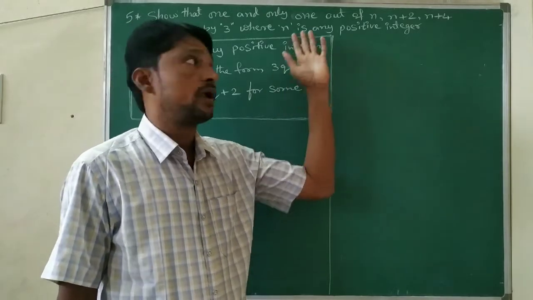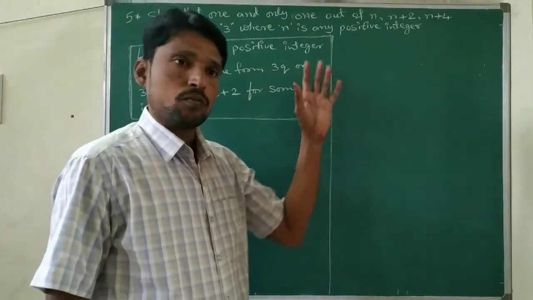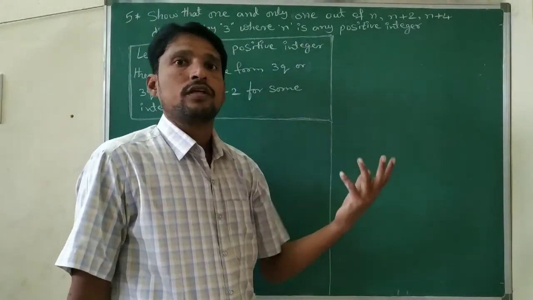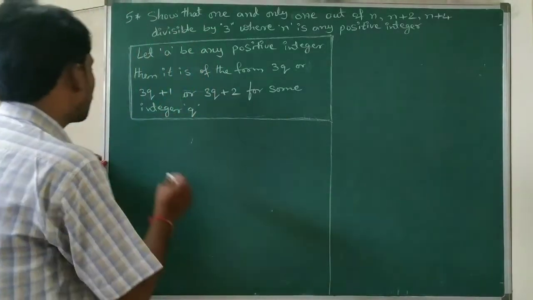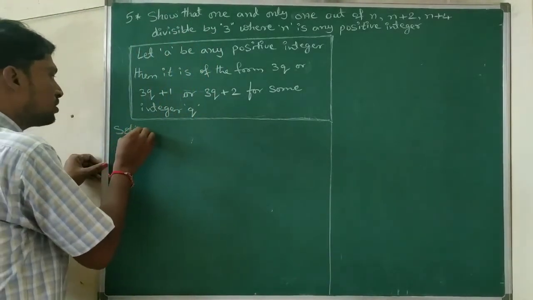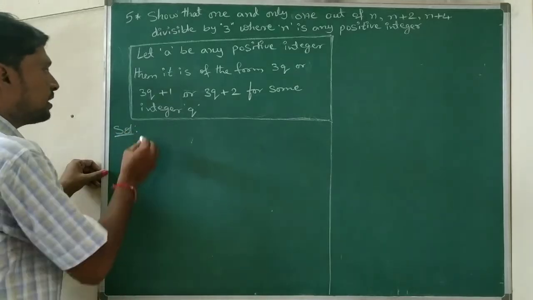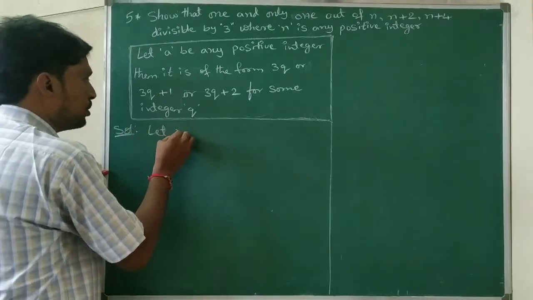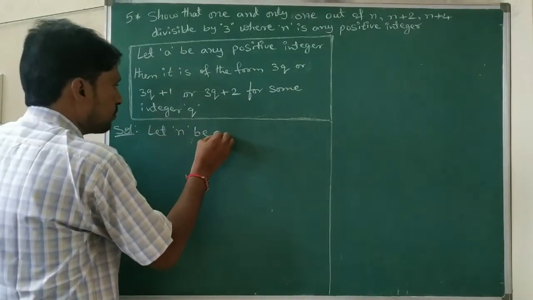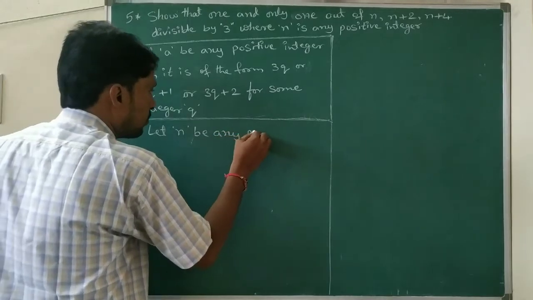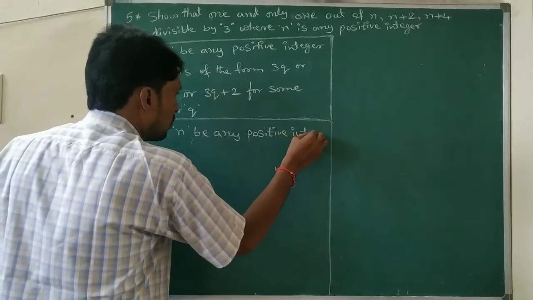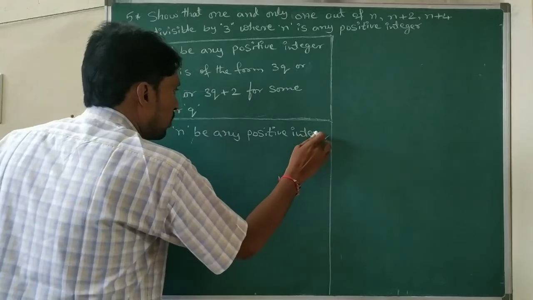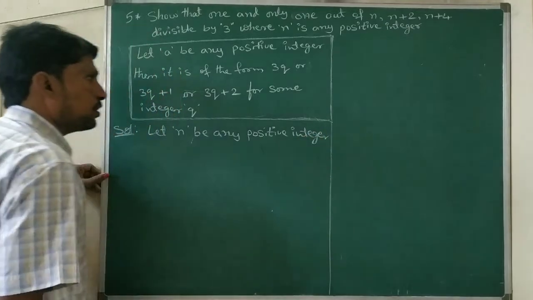How we can solve this problem? Step by step. Observe the steps. You will understand easily. Now let us start the solution. Let n be any positive integer. We took n as a positive integer.